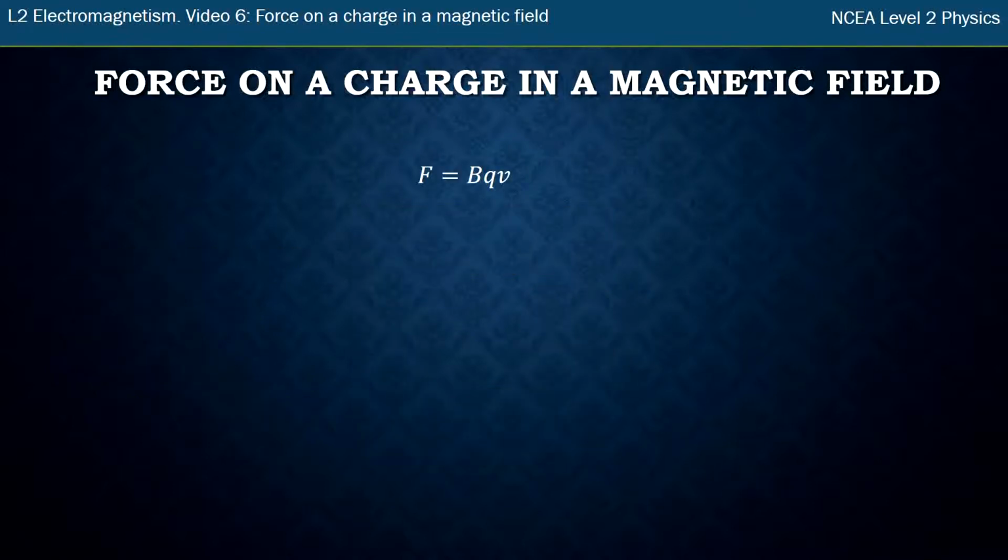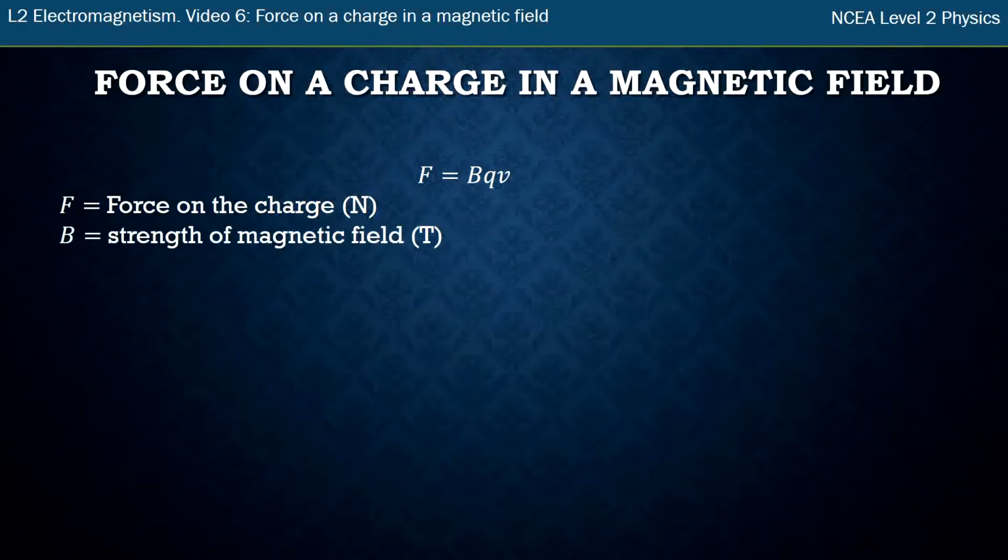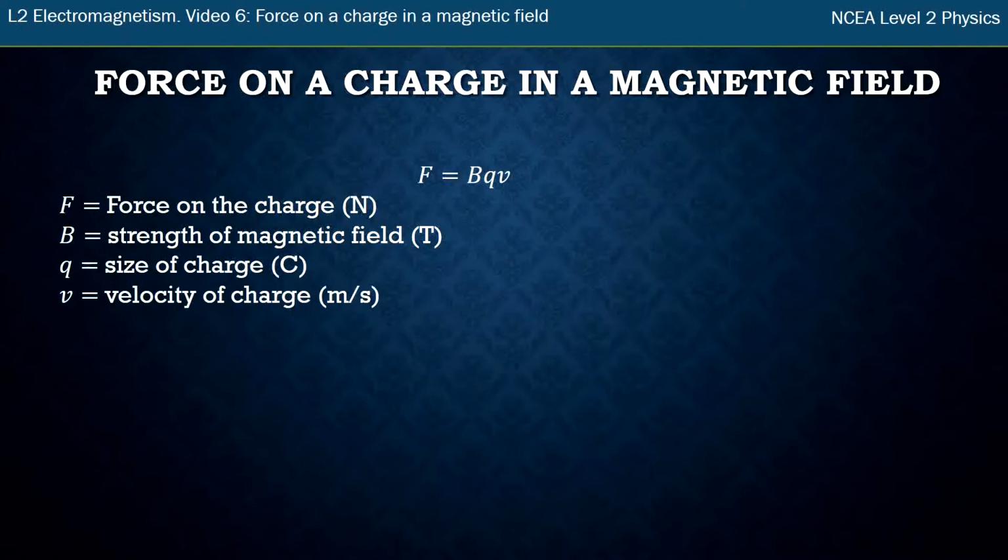So there's a formula to work out the size of the force. We've worked out the direction. The size of the force is force equals BQV, where F is the force that we work out. B is the strength of the magnetic field in Tesla. Q is the size of the charge. So if we've got an electron, the size of an electric charge is 1.6 by 10 to the minus 19. Or we could have some other charge. And V is the velocity of the charge.